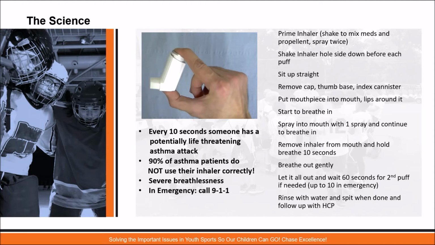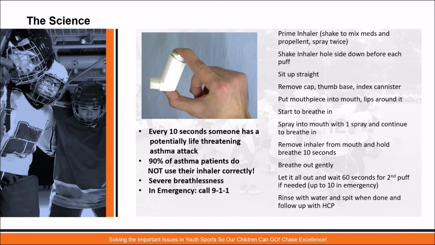When we're dealing with young kids, most of the kids do not know, and unfortunately, most of the parents don't know. So once again, it's important to have a signed release by a parent to make sure that you as a coach can administer if the parent's not there. And where's the inhaler in the first place? So how to use an inhaler?